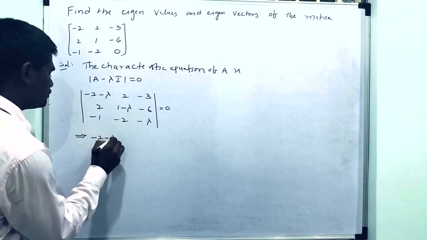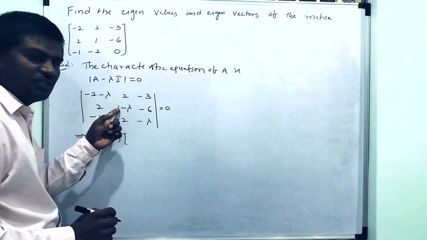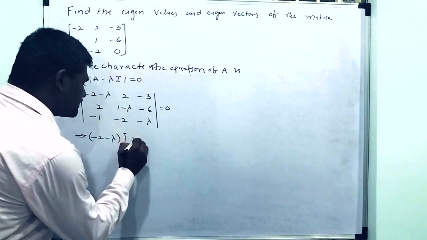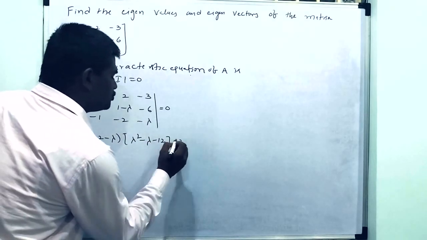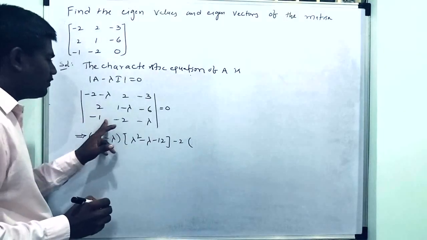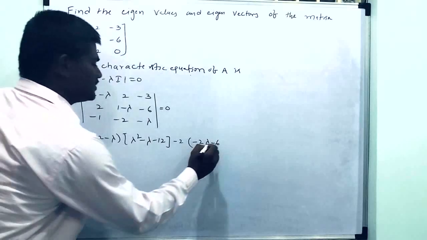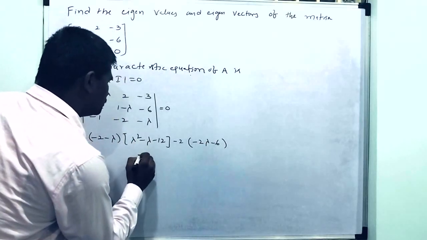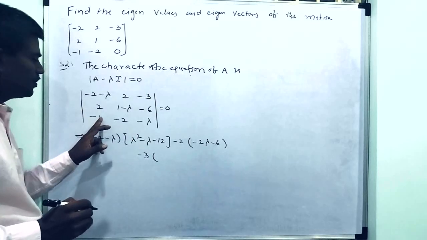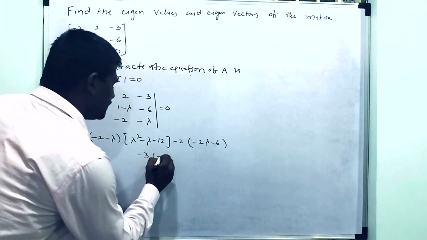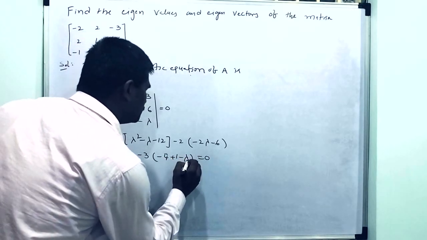Twice -2 minus lambda into, directly I am multiplying minus lambda with this one. That means lambda square minus lambda, 2 6 are 12, minus 12. Minus 2 into -2 lambda minus 6. Minus 3 into, remove this first row and last column, which is -4 plus 1 minus lambda, equal to 0.